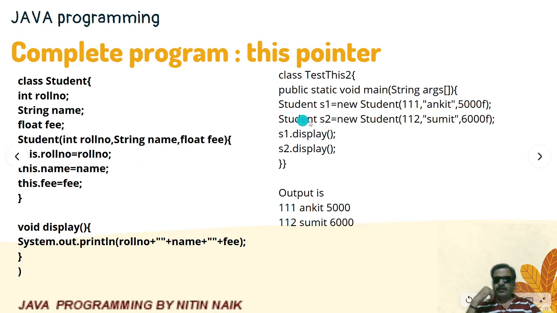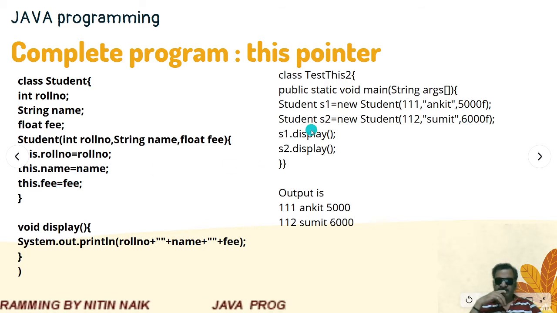Next is Student s2. Now here 2 students are used. Here the parameters which are passed are 112, Sumit and 6000, but here this refers to s2, not s1. So what will happen? 112 is assigned to s2 dot roll number, Sumit is assigned to s2 dot name, and 6000 is assigned to s2 dot fee.